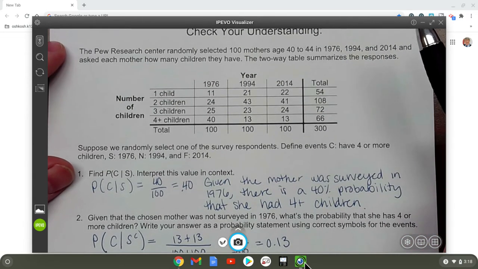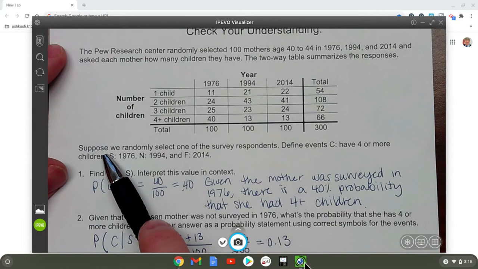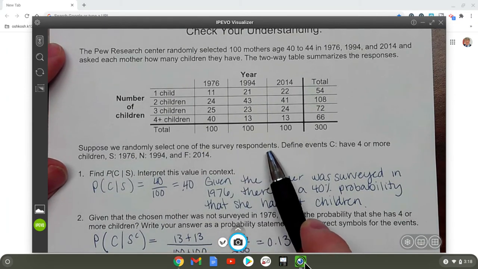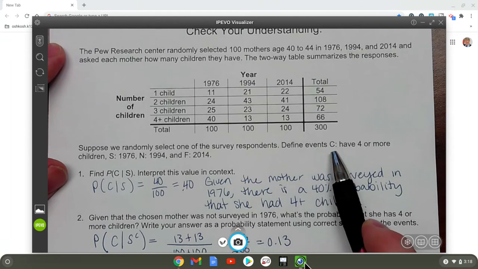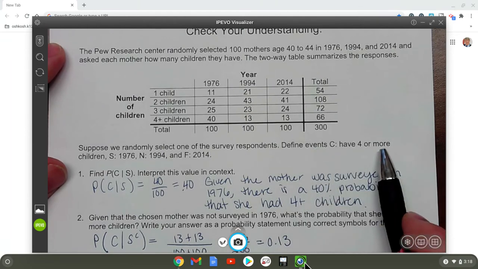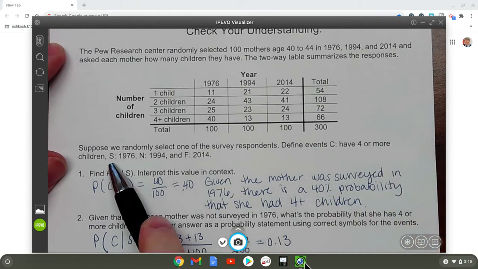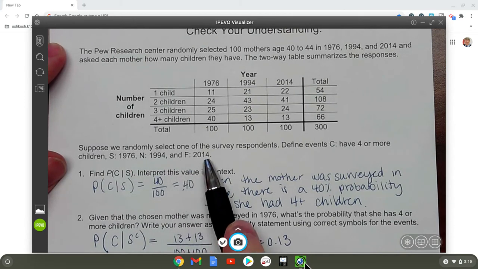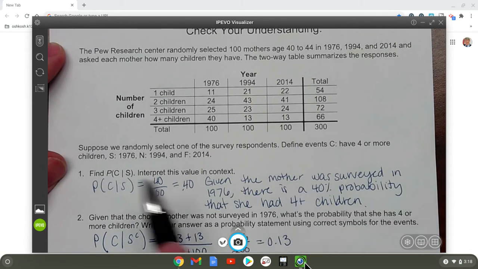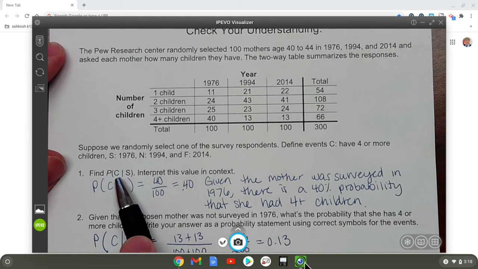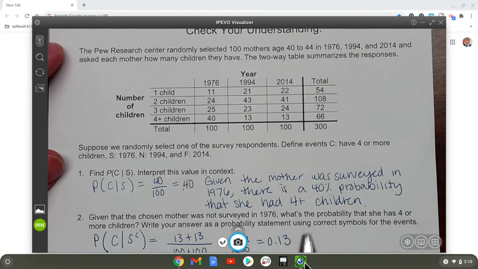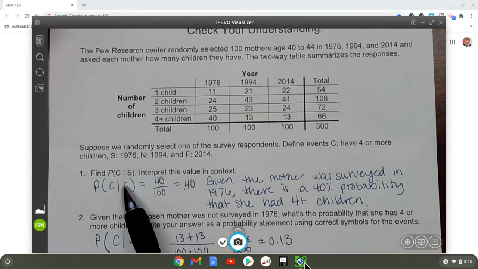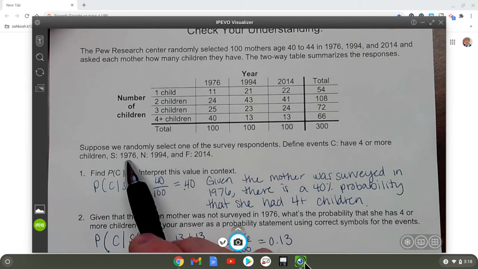So let's see what they're going to ask us for. It says, suppose we randomly select one of the survey respondents. Define event C. Now, event C is going to be having 4 or more children. And then event S would be 1976. If they want N, it's 1994. And if they want F, it's 2014. They want S. So the directions will tell you which column you're going to be looking at. And we want the S column. So we want the 1976.